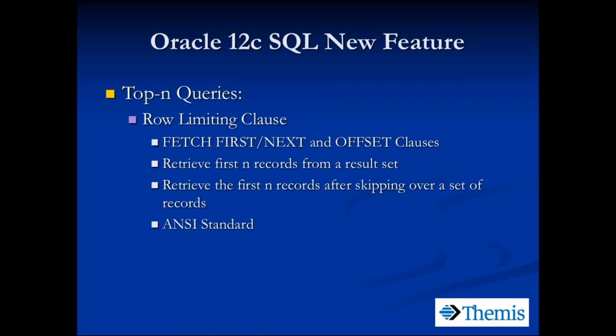We can go out and get the first X number of records, and that can be based on number of records or first percentage of records. We can have an offset clause that will allow us to skip so many records first and then display the next so many records. And this is part of the American National Standards Institute standard for SQL. Other vendors like IBM and Microsoft, in DB2 and SQL Server, have had this kind of clause for a while now, so it's good for Oracle to be adding it as well. And this is going to make our code a little bit easier as far as writing it goes.